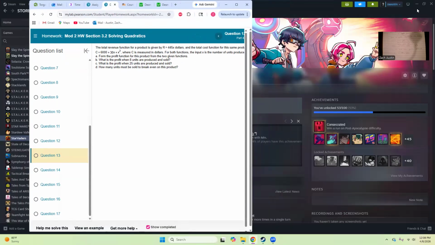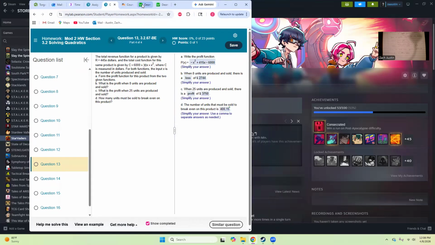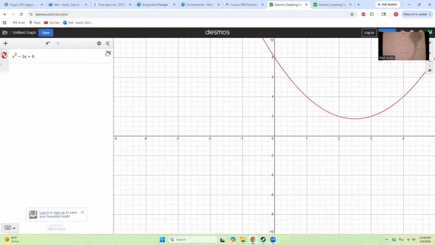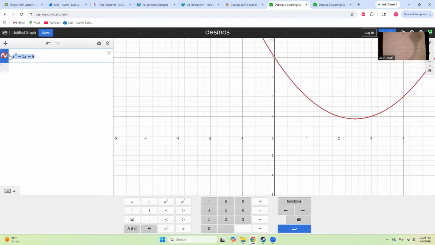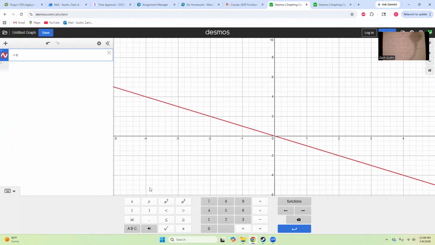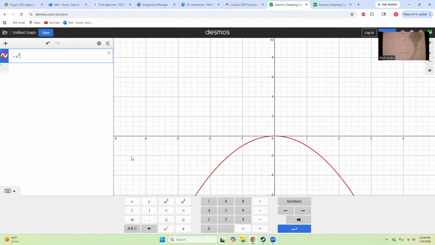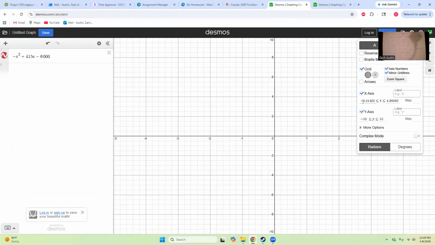Ugh, my screen is all messed up here. Okay, so let's start by taking this equation and graphing it. So -x squared plus 415x minus 6,000. And again, you'll notice I see nothing on this particular screen right now. That's because the scale is kind of nonsense. We're going to need to adjust that scale for sure.